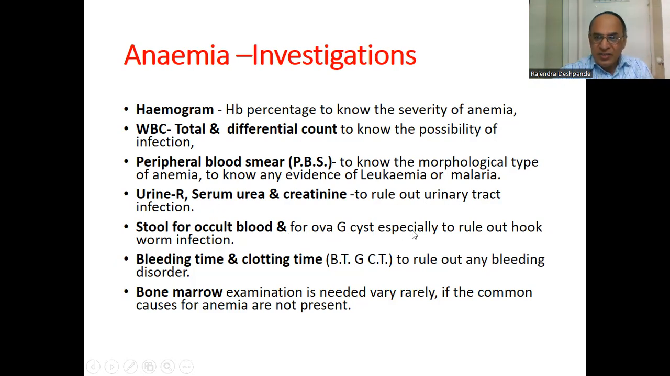Stool for ova and cyst, especially to rule out hookworm infestation. Hookworm can cause anemia. There are 4 types, you know: threadworm, tapeworm, hookworm and roundworm. But the hookworm is the cause of anemia. Okay. Then bleeding and clotting time, BT CT, to rule out any bleeding disorders. Bone marrow examination is needed very rarely. If the common causes of anemia are not present, then you have to go deeper.